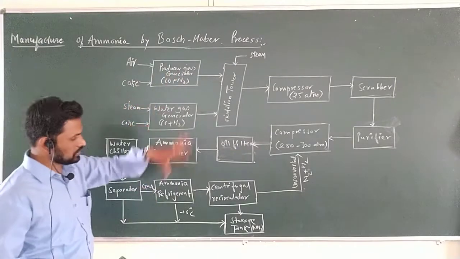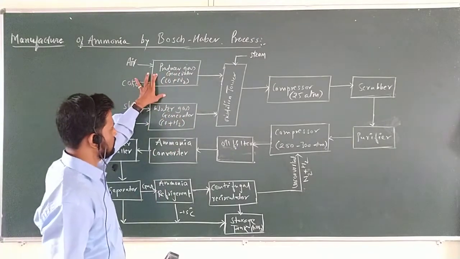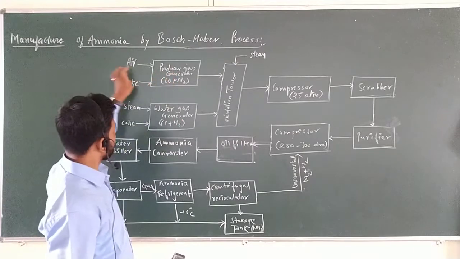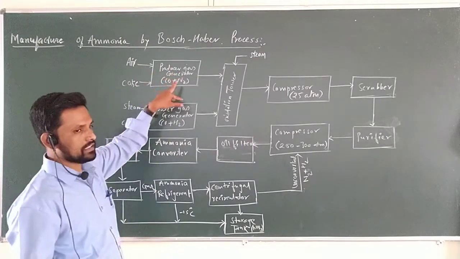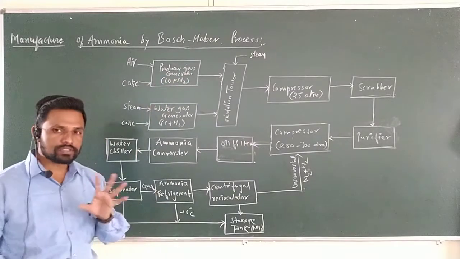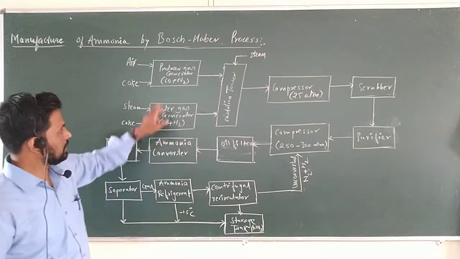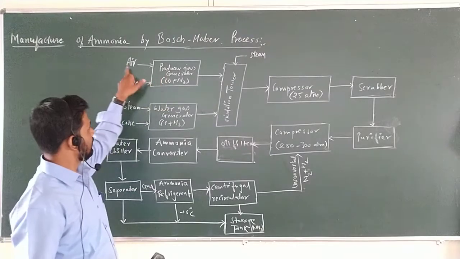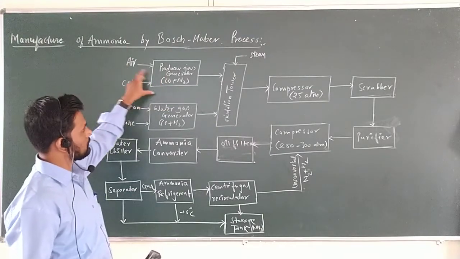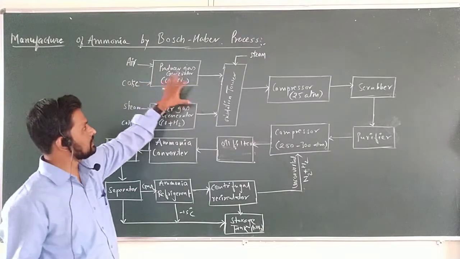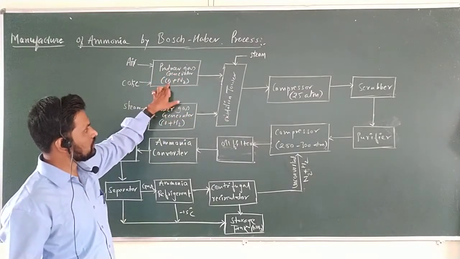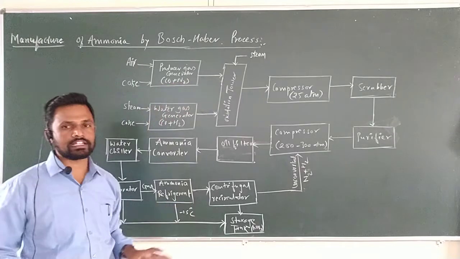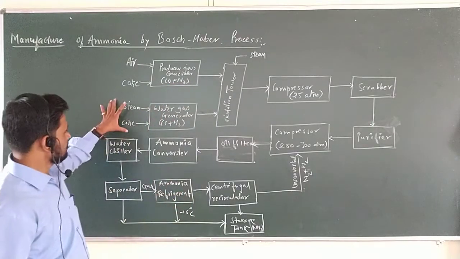Here we can see the total flow sheet of the manufacture of ammonia. First, the air and the coke are passed through the producer gas generator. Here the producer gas is formed, that is the formation of CO plus N2. Here is the actual N2 gas which is to be formed.